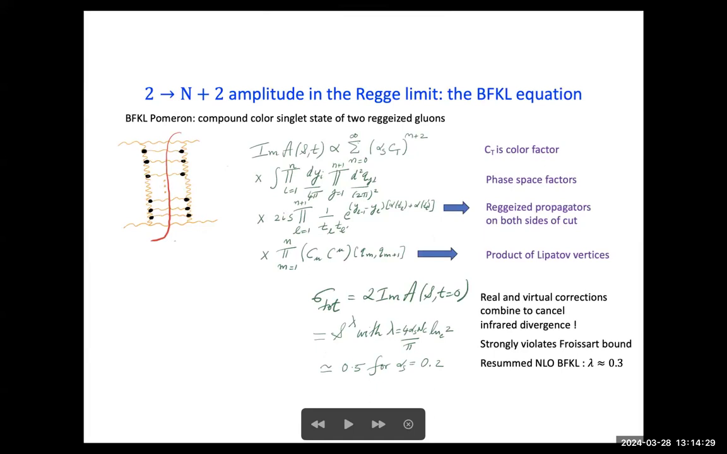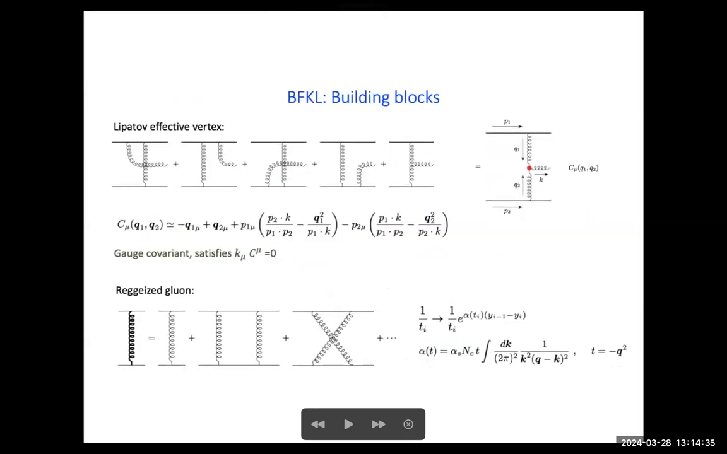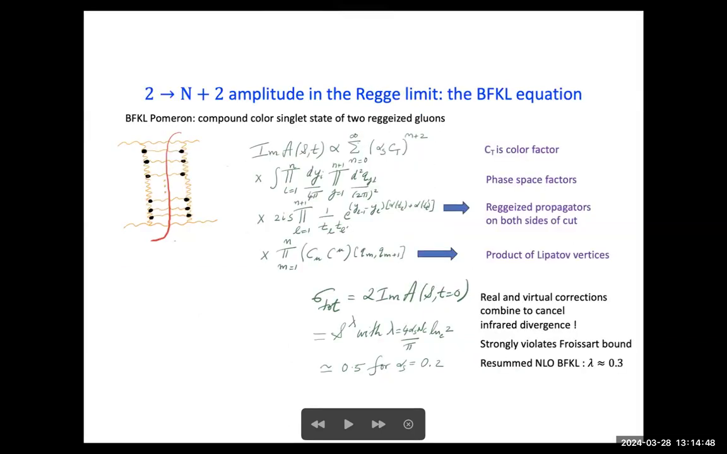And so, as I said, there are these building blocks: the 2 to 3 effective vertex, and the things that come from the reggeization resummation. Then you can put these two together to construct the full 2 to n amplitude. And the way to see it very nicely, right? So here's your full ladder.